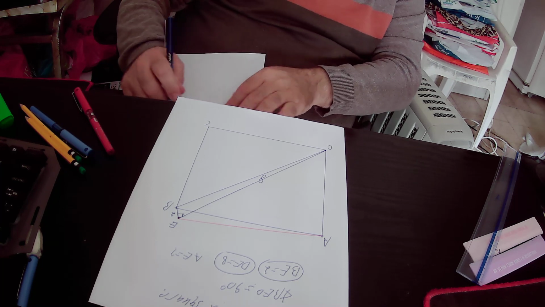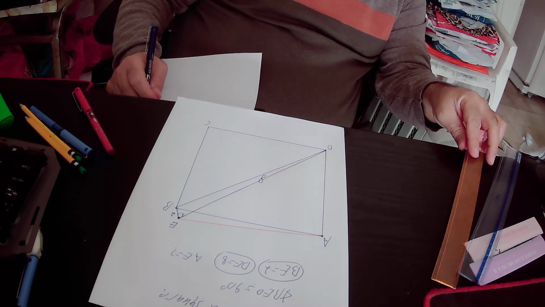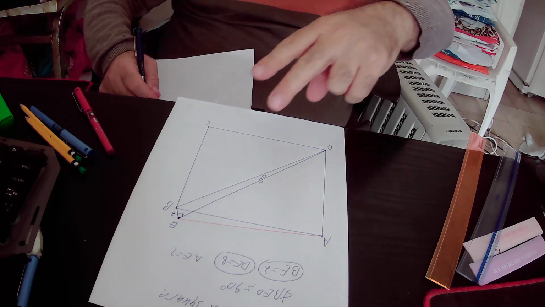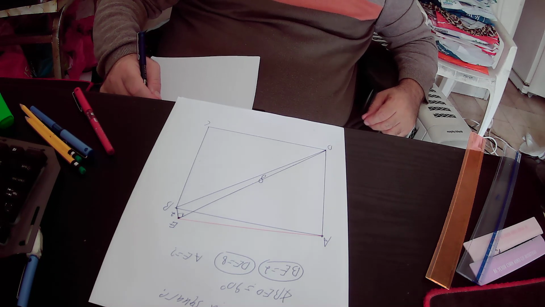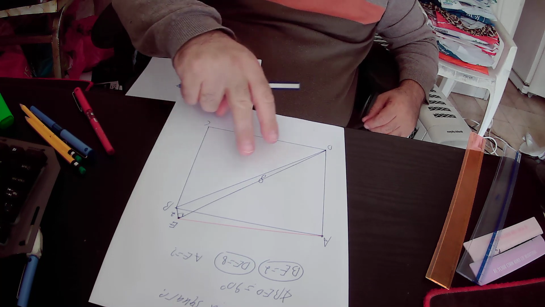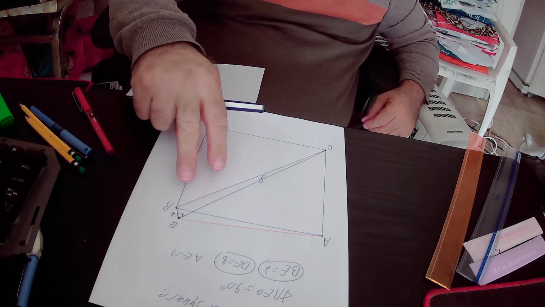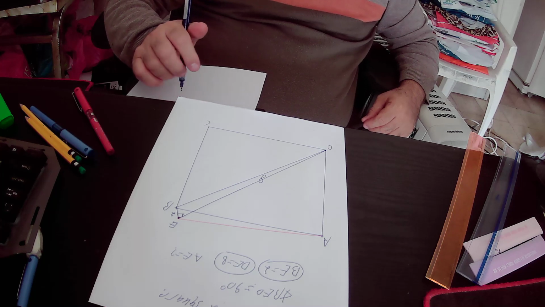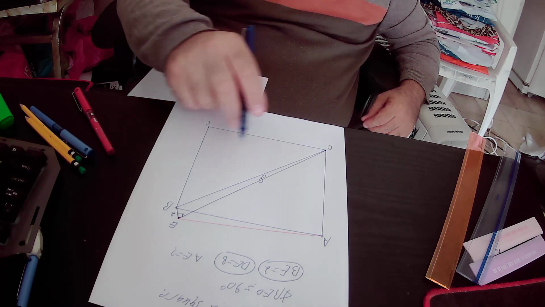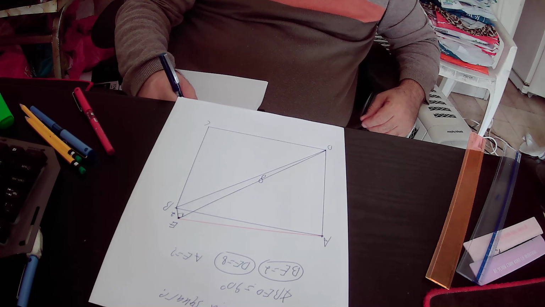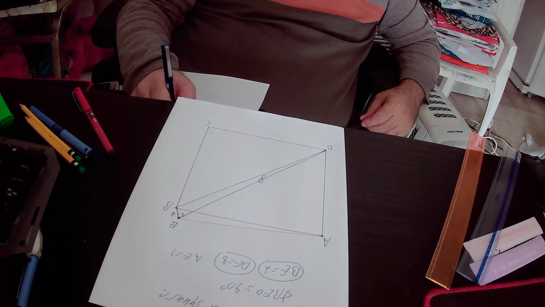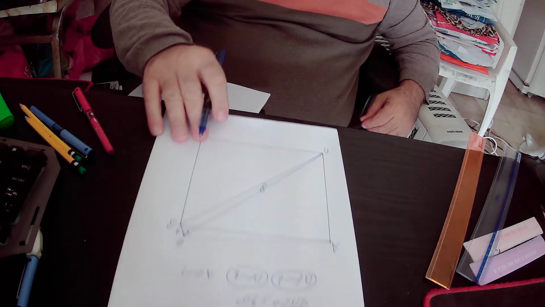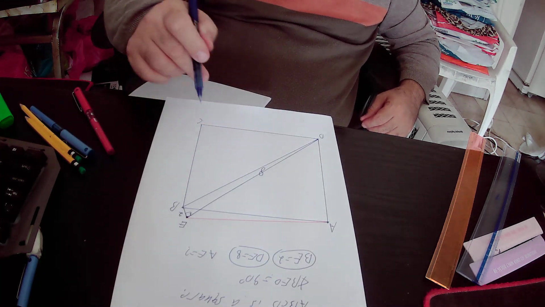According to the Pythagoras theorem, in any right triangle, the square of the hypotenuse equals the sum of the squares of the perpendiculars. So in our right triangle BED, the square of the hypotenuse is DB square, and it equals the sum of the squares of the perpendiculars. It equals BE square plus DE square.